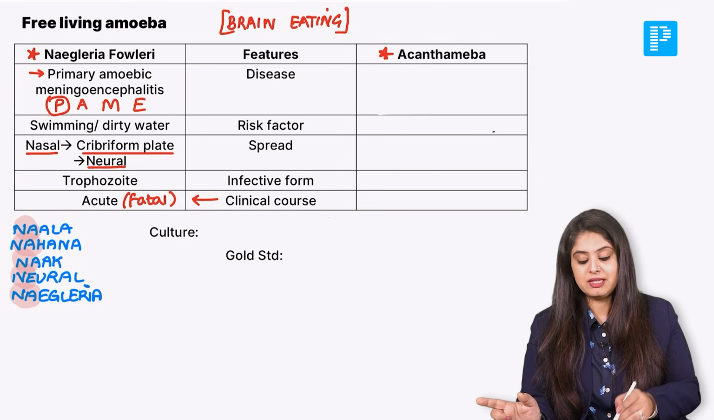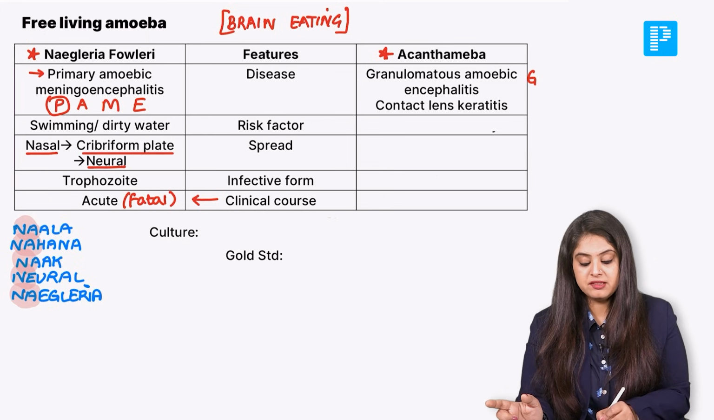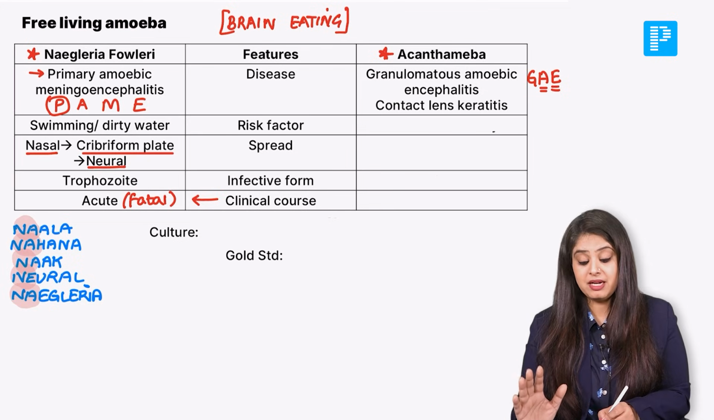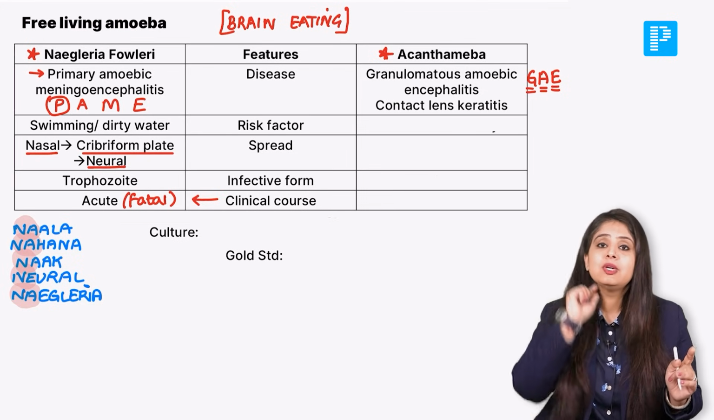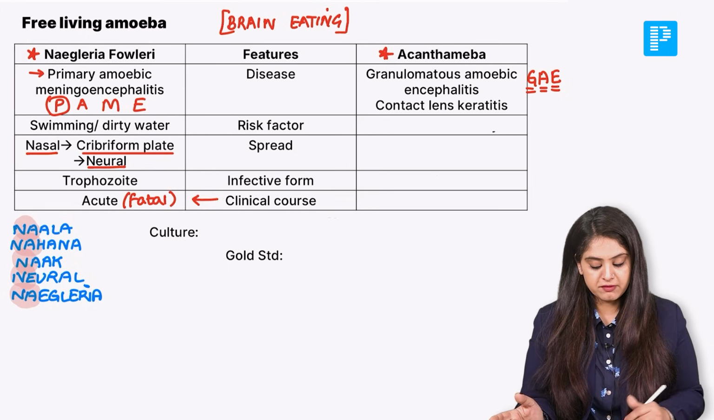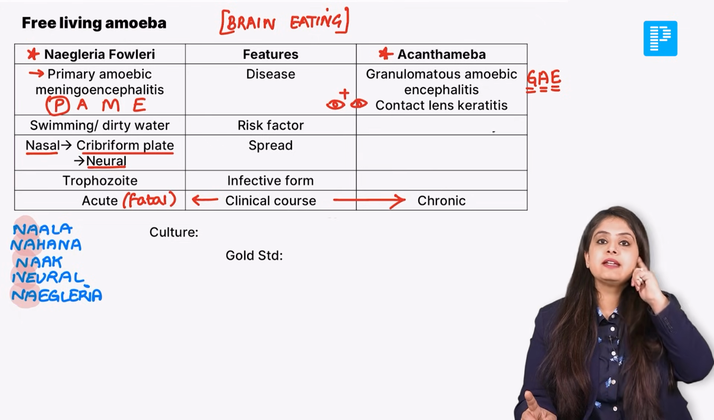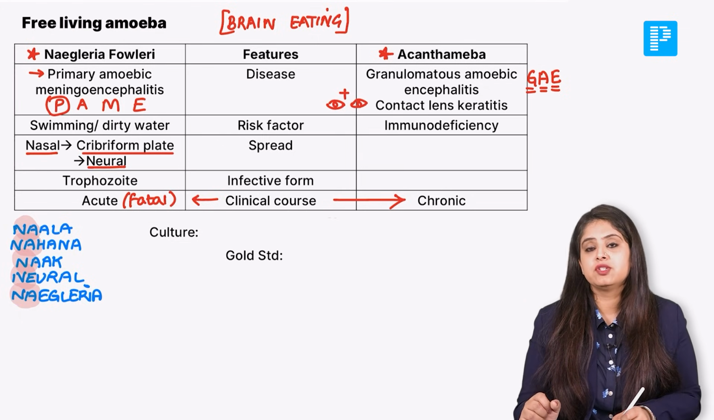Let's talk about the other one, that is Acanthamoeba, which is also brain eating, and it causes granulomatous amoebic encephalitis. So encephalitis is brain, amoebic, that's an amoeba, granuloma, it causes a granuloma in the brain. Let me go back to pathology chapter 2. Granuloma is acute inflammation or chronic inflammation? Of course, it's chronic inflammation. So here, the course is going to be chronic. But apart from the brain, it also causes involvement of eyes. Contact lens keratitis is also noted. And do you know this is seen in HIV positive or immunodeficient individuals?